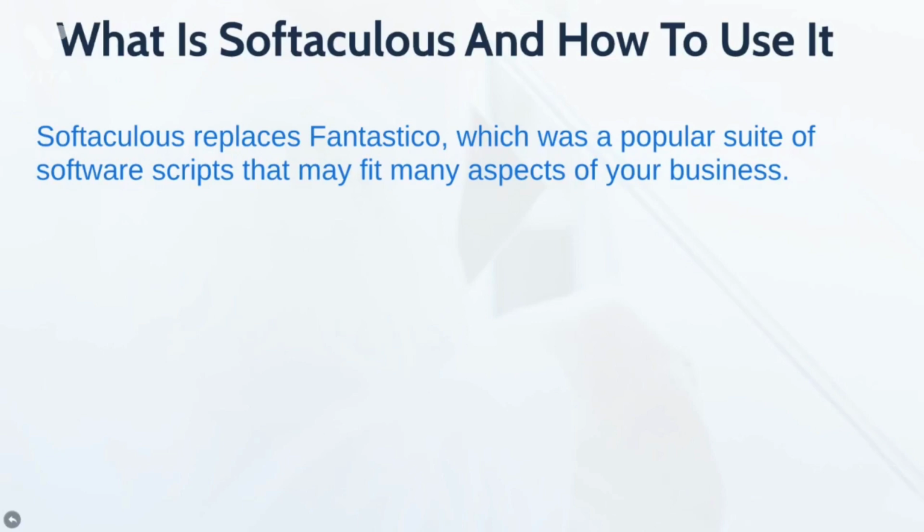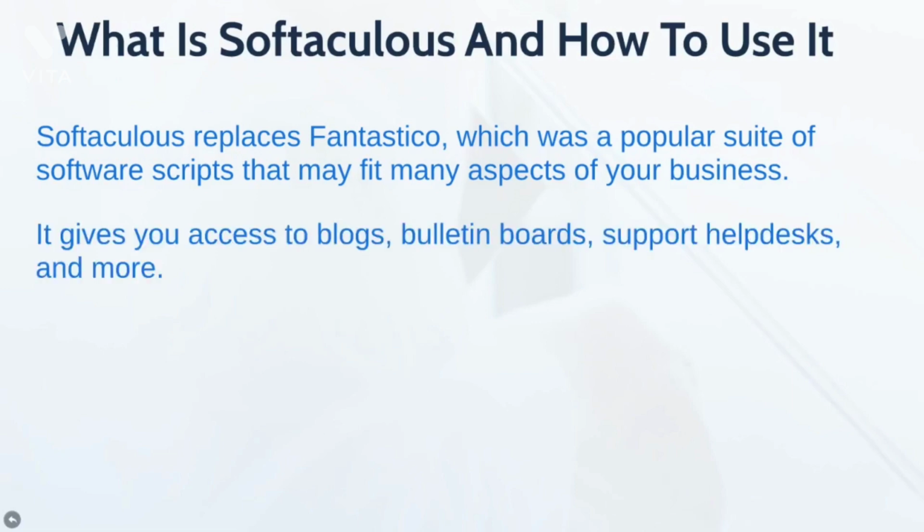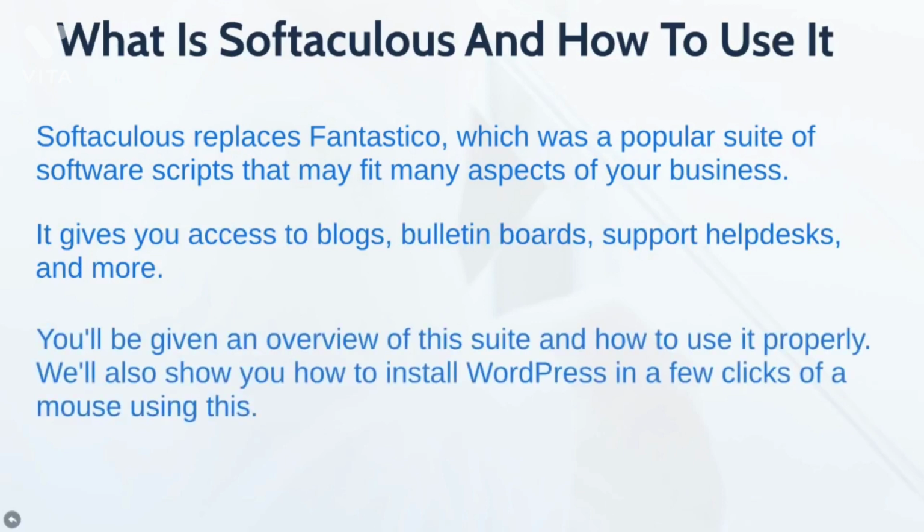Things like WordPress, Joomla. If you want a forum, you can build forums. There are many different free scripts that you have access to that you do not have to spend extra money for. They're all built in. In other words, it gives you access to things like WordPress, blogs, bulletin boards, even support help desks, and more. So you'll be given an overview of this suite and how to use it properly, and we'll show you how to install things like WordPress in a few clicks of your mouse.